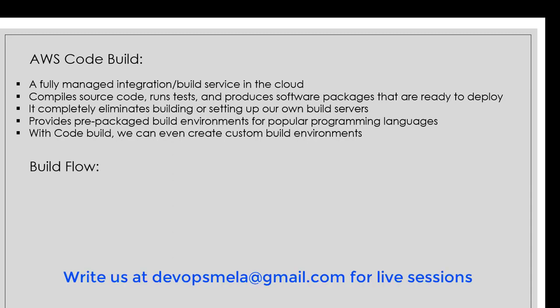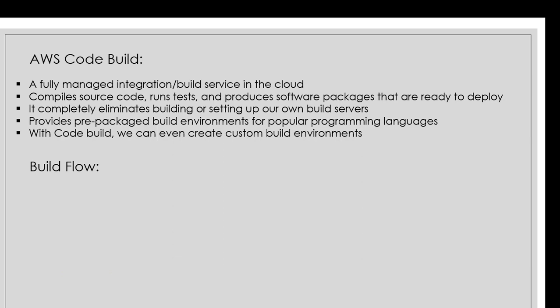It completely eliminates building or setting up your own build server. So there's no need of setting up a build server. It has some pre-packaged build environments for more popular programming languages like .NET, Java, Angular, Python and things like that. So it already has a build environment which you can select based on your requirement. With Code Build, we can even create custom build environments. So if you're not satisfied with the packages or the environments that AWS provides, there is a way out of creating your own build server as well.